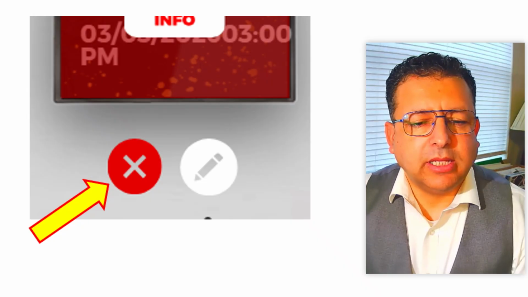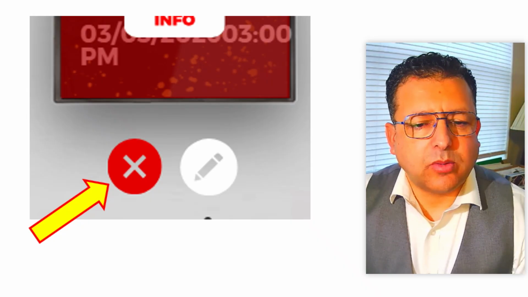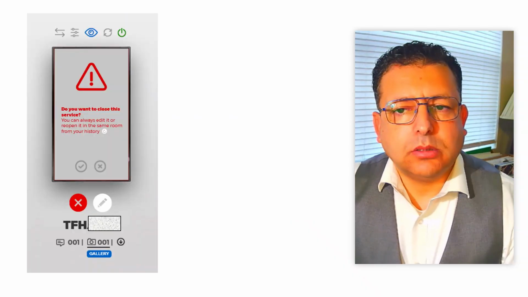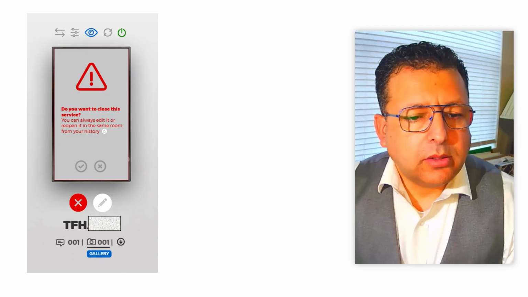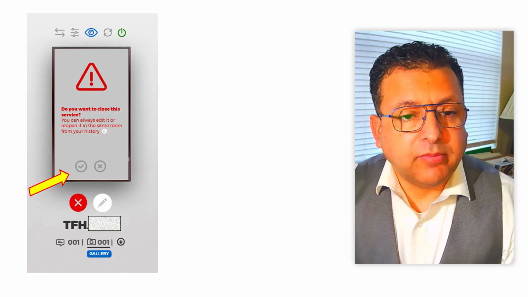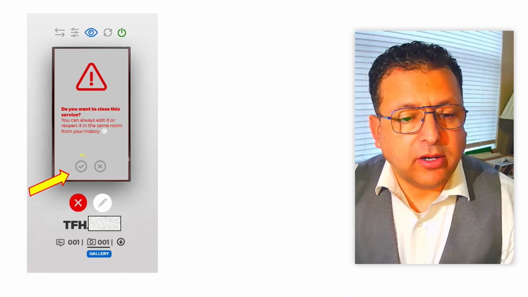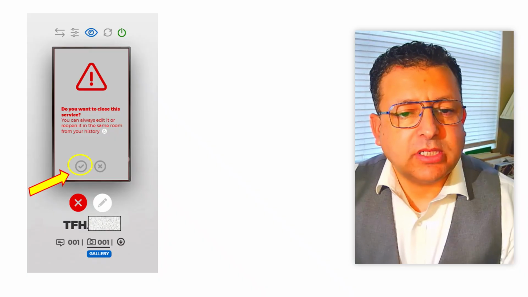Once the service is over, to turn it off, you simply click on the red X button. Then it's going to ask you to confirm if you want to turn it off. So you click there on the check mark. You're confirming you want to turn off the service, and you can go ahead and do that.